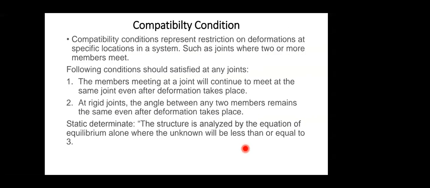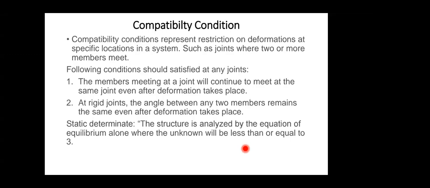Then we have the compatibility condition. Compatibility condition represents the restriction on deformations at specific locations in the system, such as joints where two or more members meet. The following conditions should be satisfied at any joint. You have to satisfy these conditions, where we can get an additional equation that we call the compatibility condition.